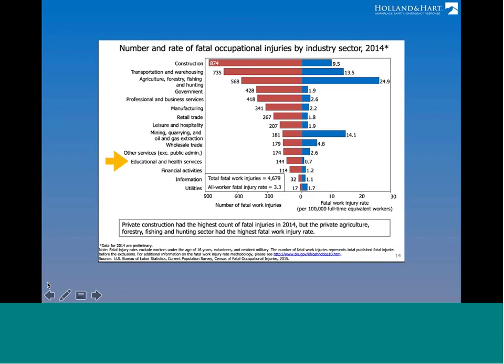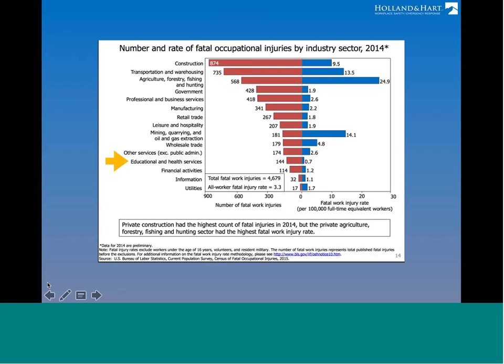So when we look at what OSHA's regulatory agenda is, we typically look to types of data that may be available in the public domain. And one of the areas of data that Matt and I regularly track is the data that's published by the Bureau of Labor Statistics. The graph that you see on your screen tracks the number and rate of fatal occupational injury rates by industry sector. This is the most recent set of fatality data that's from 2014.